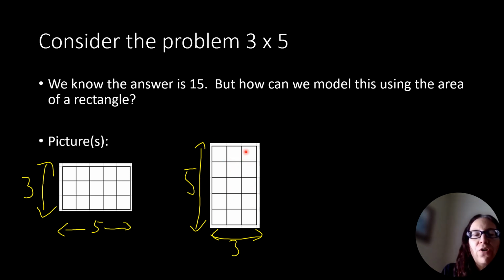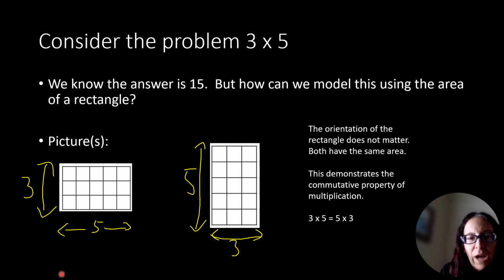What I want you to notice there is that the orientation of the rectangle does not matter. Okay, both of them have the same area. So when we're finding the area of a rectangle, essentially what we're doing is we're counting up how many of the little 1 by 1 squares will fit inside the rectangle. That's what area is. It's why area is different from length. But the orientation of the rectangle does not matter. So you can do 3 by 5 or you can do 5 by 3.